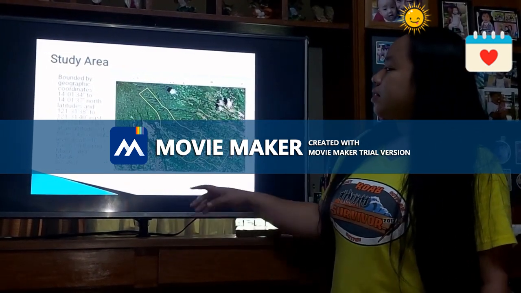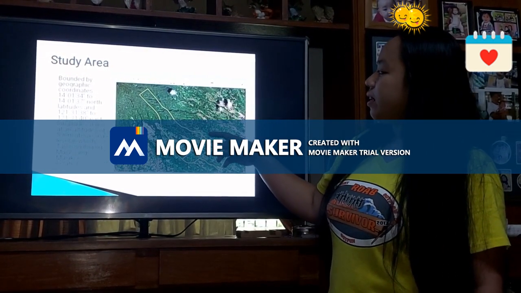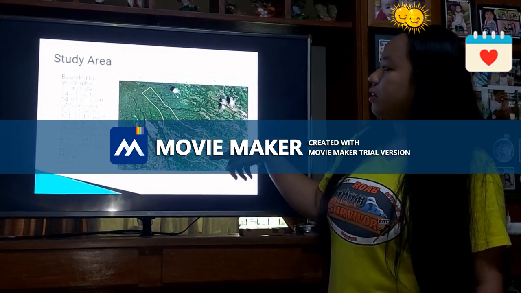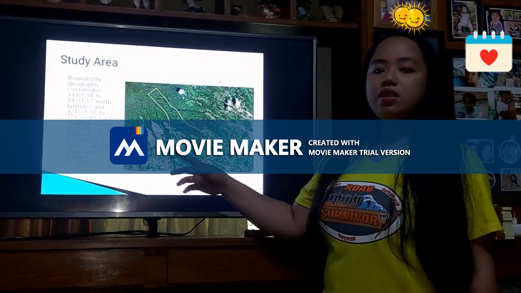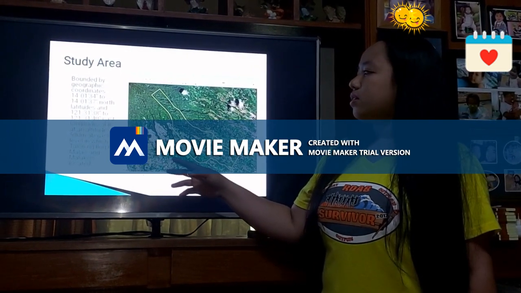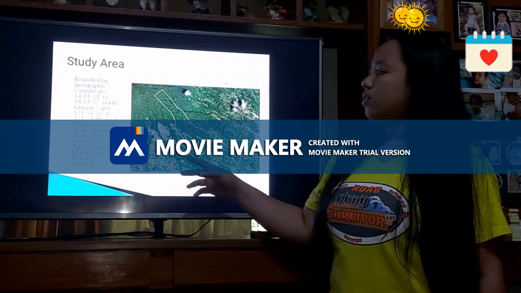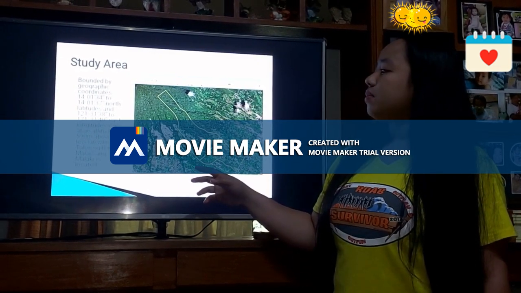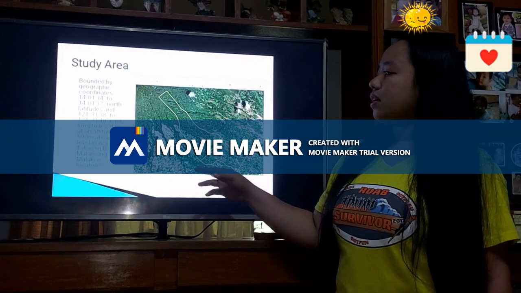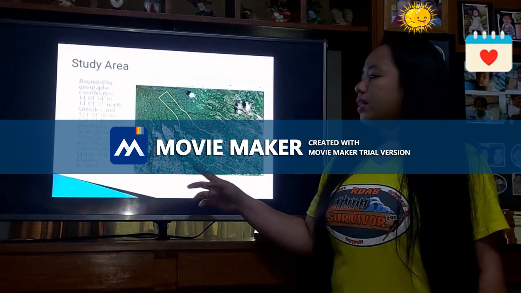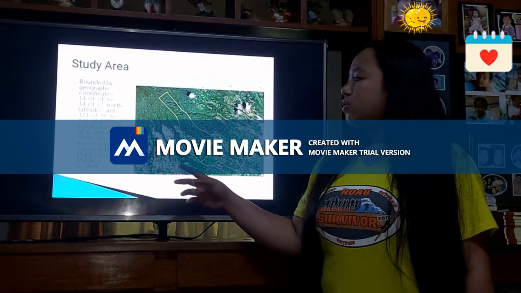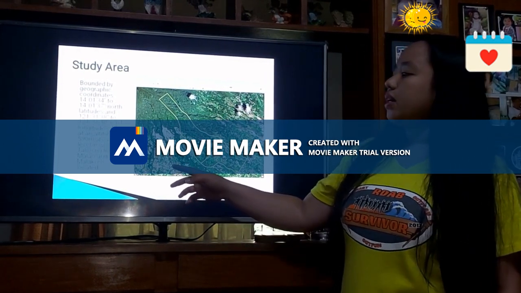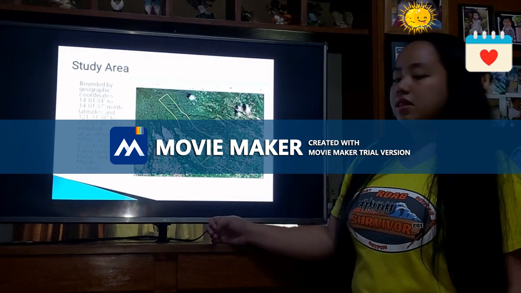So this is the study area, the Ilayang Bukal and the Ibabang Bukal. It is bounded by geographic coordinates of 14 degrees 01 minutes 34 seconds north latitude and 121 degrees 31 minutes 38 seconds east longitude. So it lies at an altitude of 590 meters above sea level, in which Talon ng Ilog ng Malaki is located.